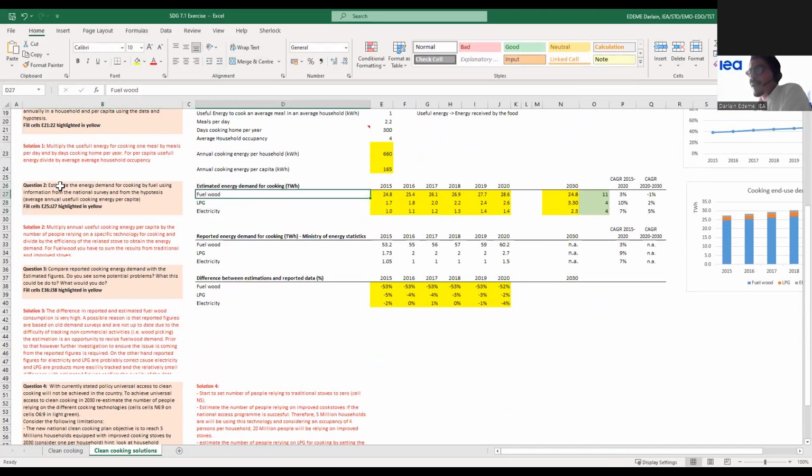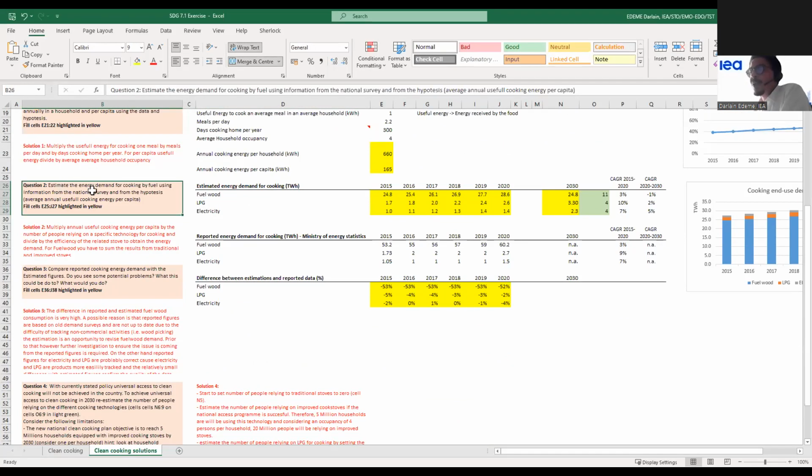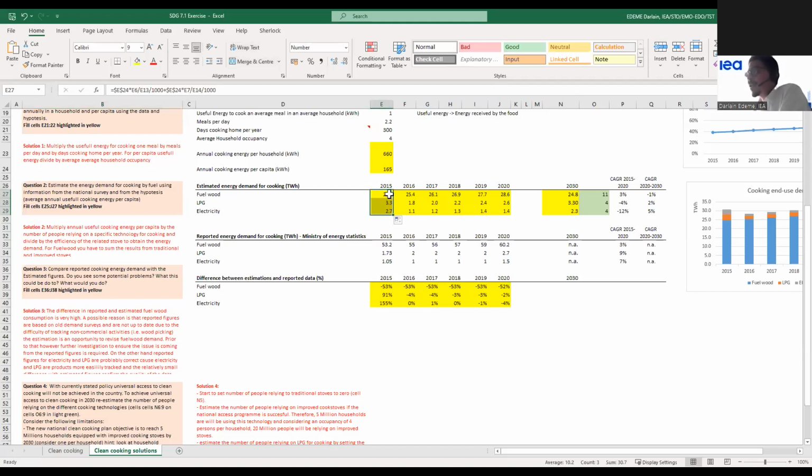So the next question is, estimate the energy demand for cooking by fuel using information from the national survey and from the hypotheses. So the average annual useful cooking energy per capita. So this is a bit different exercise. Okay. So in this case, what you're asked is to estimate the energy demand for each specific fuel.